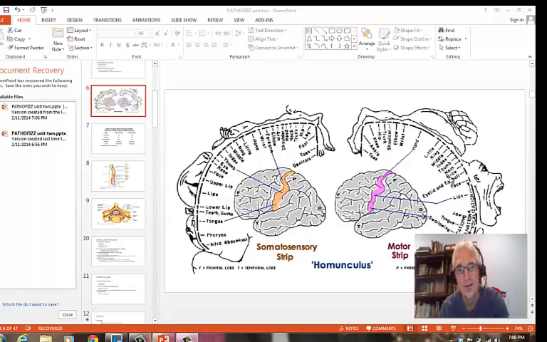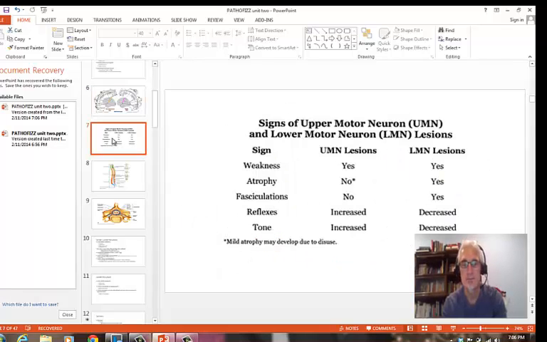So the motor homunculus of the cortex is really important to get in your mind, and that's why I've put that picture up there for you. Number one, the motor homunculus. Number two, you've got to know the difference between the lower motor neurons and the upper motor neurons. The upper motor neurons come from the brain down the brain stem into the spinal cord, and then synapse in the lower motor neurons and the anterior horn cells there at the spinal cord.